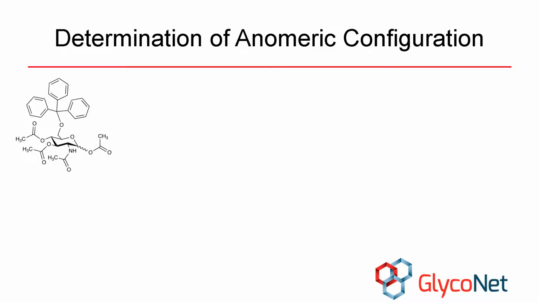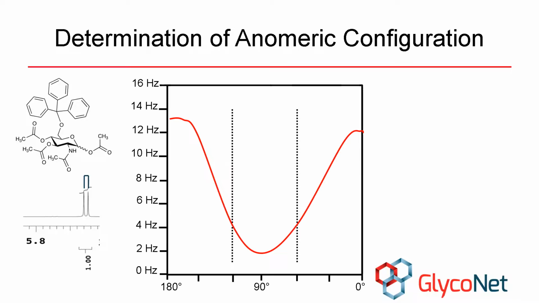If we want to know whether or not we have the axial or equatorial anomer, we need to look at the coupling constants. Remember that the coupling constant is a measure of the interaction between neighboring hydrogens and that the value of the coupling constant is dependent on the strength of the interaction between the 2 neighboring hydrogens. The strength of the interaction can be predicted based on the torsional angle between 2 hydrogens of interest. This relationship between strength of interaction, or the coupling constant, and the torsional angle can be graphically shown by the Karplus equation.